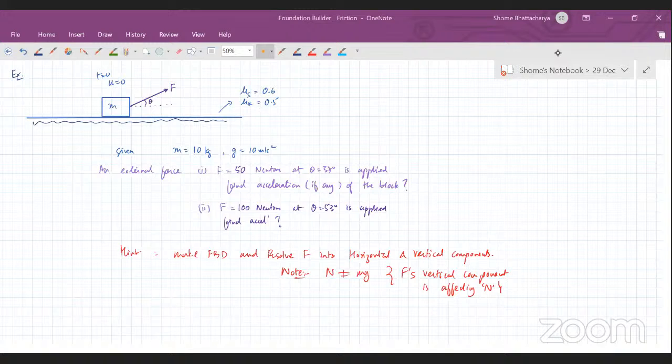It's not correct. See, how much is F cos theta in the first part? The tangential component of force, the horizontal component, that F cos theta is how much? It is 40 newtons, right? Whereas how much is the normal reaction? It is mg minus F sin theta, no? So it's 70 newtons. Okay. So how much is the maximum static friction available to you? 0.6 into normal reaction. No? So you can see that the maximum static friction is more than the tangential force, more than F cos theta. So it will be able to prevent slipping.